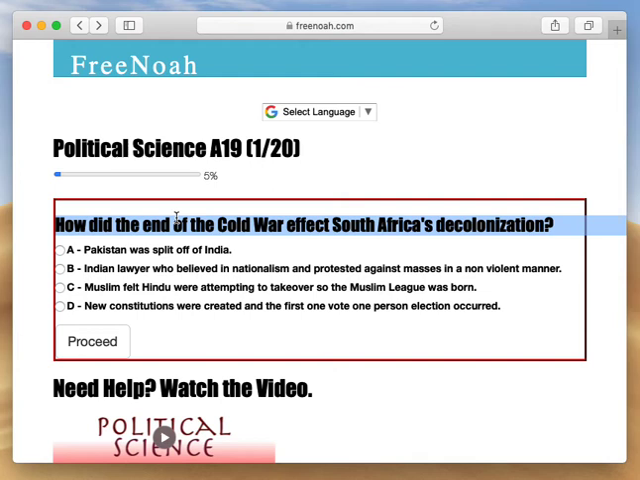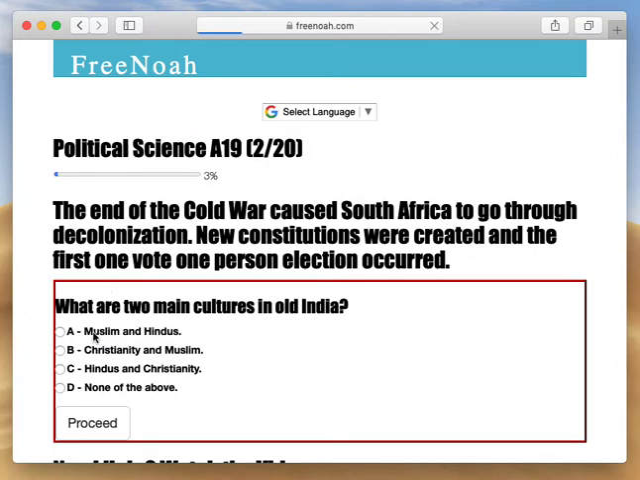How did the end of the Cold War affect South Africa's decolonization? Okay, so now we're discussing the Cold War. The end of the Cold War caused South Africa to go through decolonization. New constitutions were created, and the first one vote, one person election occurred.